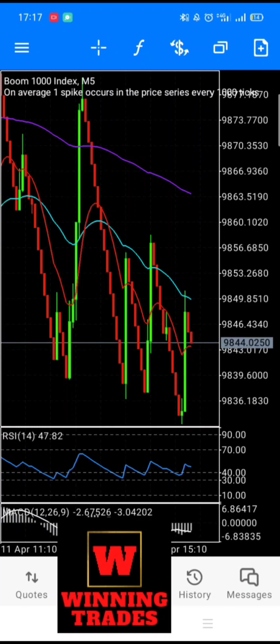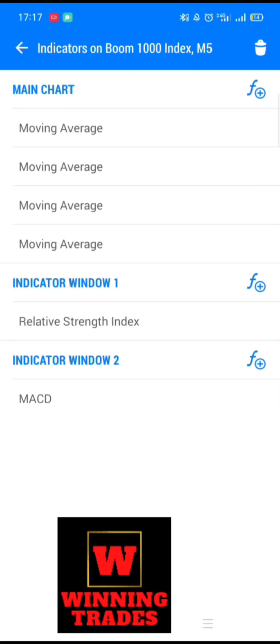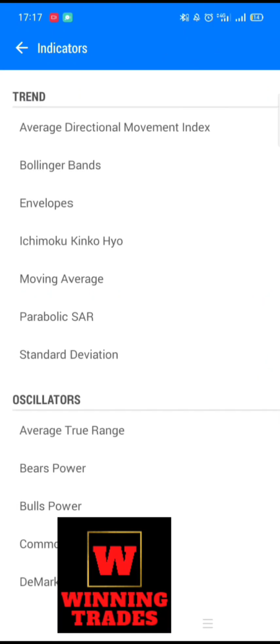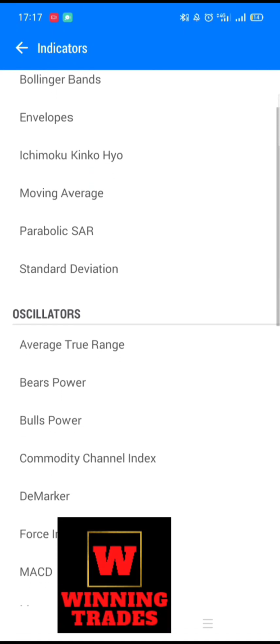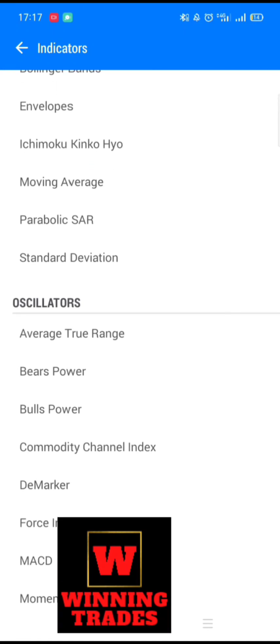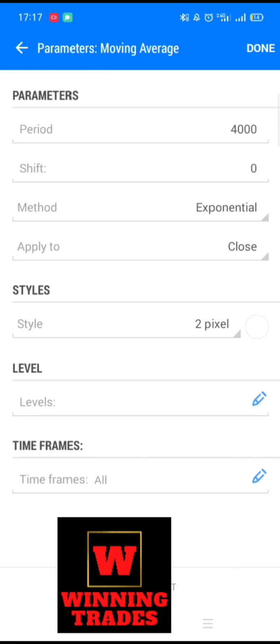To set up your indicators, you go to the symbol that looks like an F here. You click on it. Then you click on the F plus sign that is on the right hand side of the main chart. You click on that and then look under trend. You're going to see moving average, right? When you see that moving average, you select it and set the parameters to be like mine.